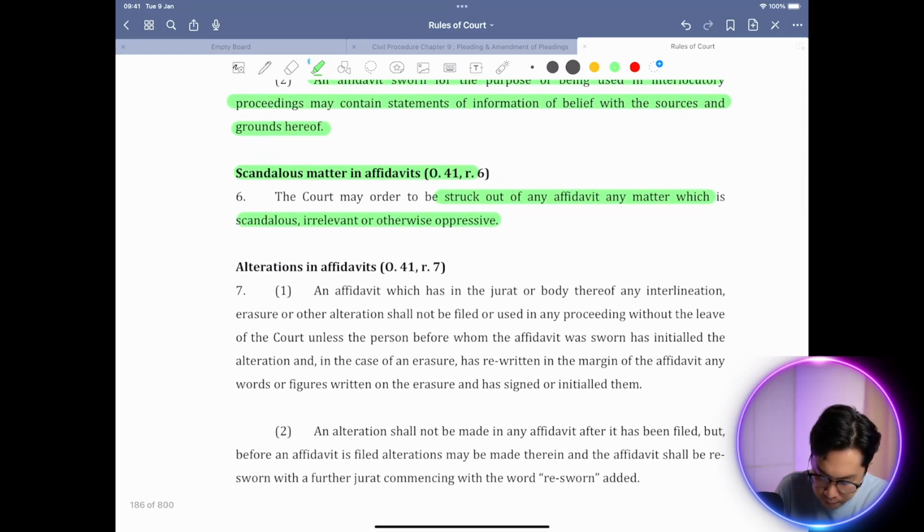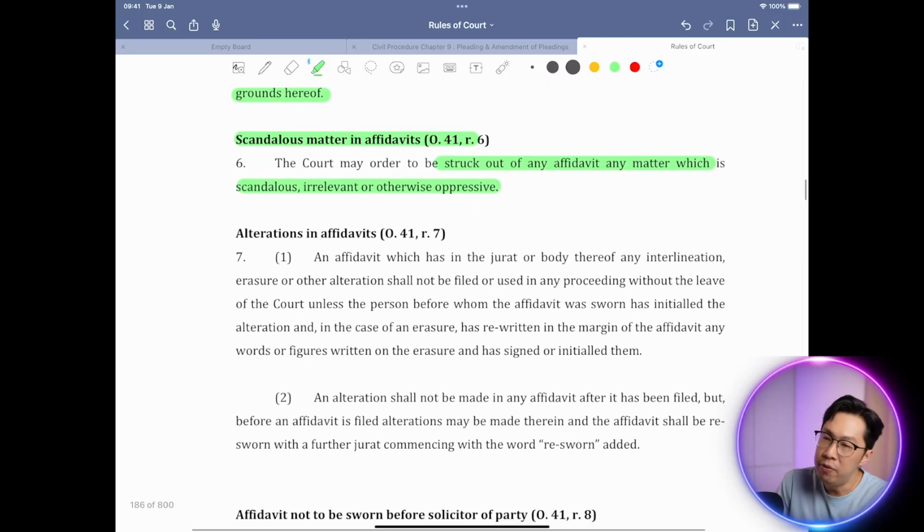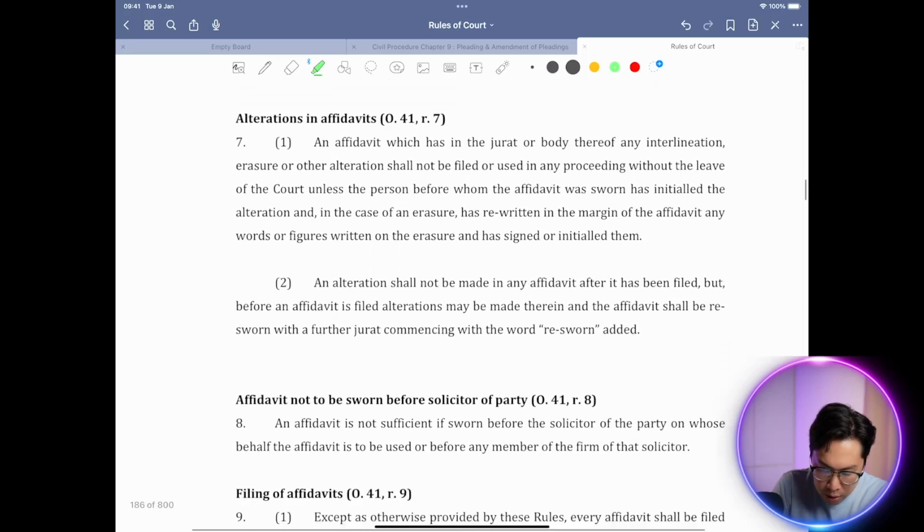So, alteration. You can read this on your own. If you want to amend affidavits, normally you use a red pen to cancel and then bracket underneath what are the things you want to amend. So basically this is what they tell you.